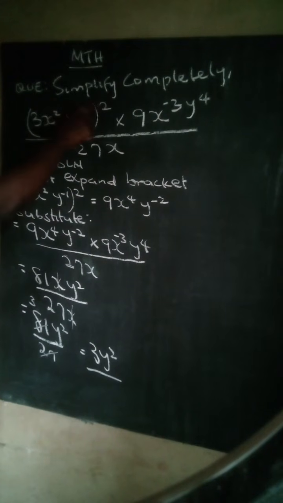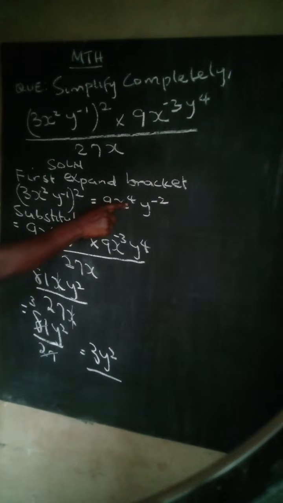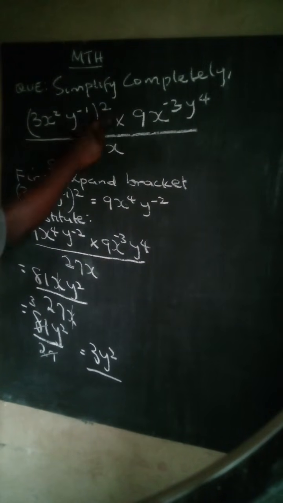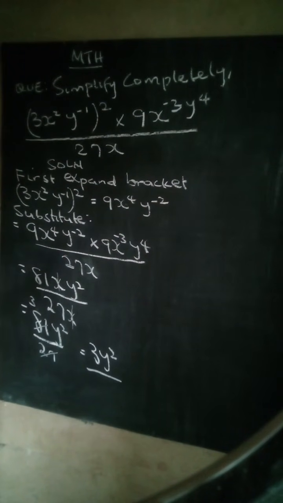3 raised to the power of 2 is 9, 3 times 3. s raised to the power of 2, raised to the power of 2 again. You know the product law of indices. This one is already raised to power 2, and we are raising it to the power of 2 again, so we simply multiply the powers. So that one will now give us what? s raised to power 4. In the same vein, minus 1 times 2 will give us what? y raised to power minus 2.